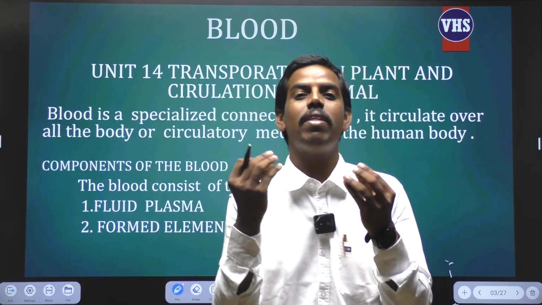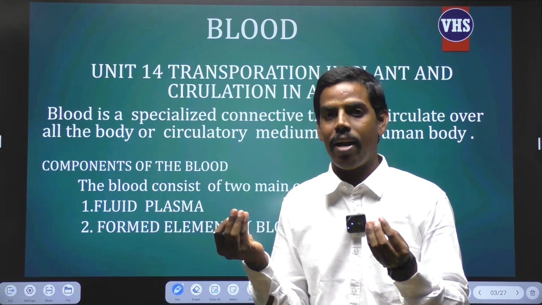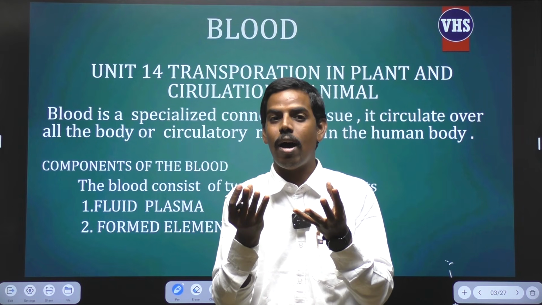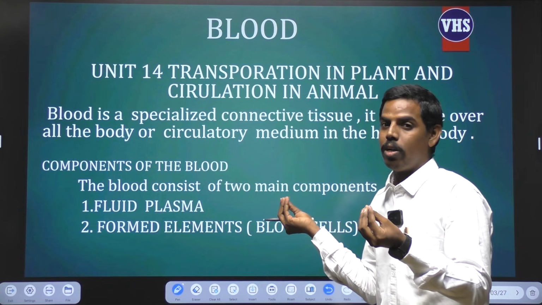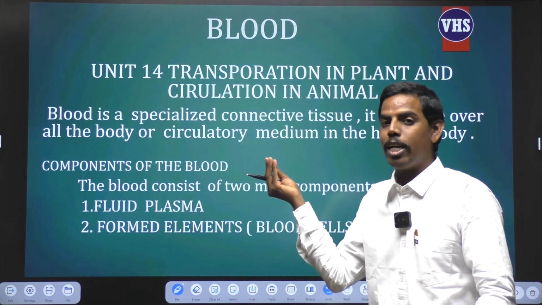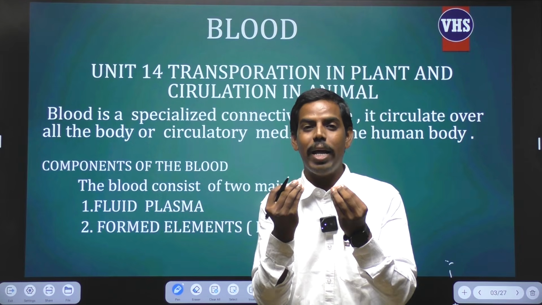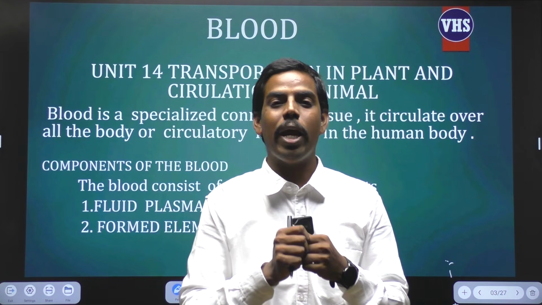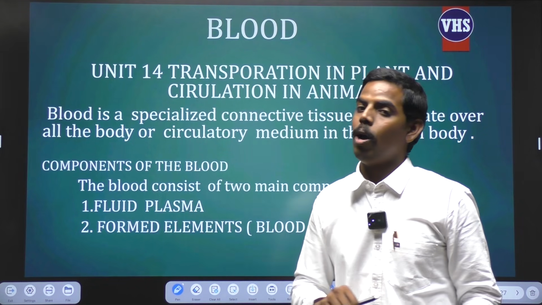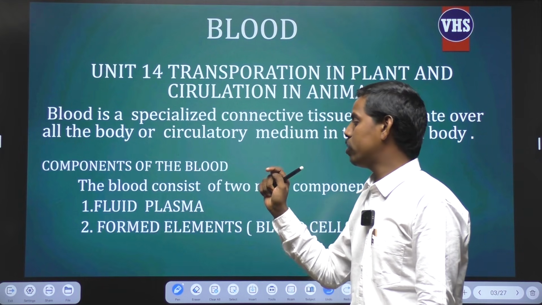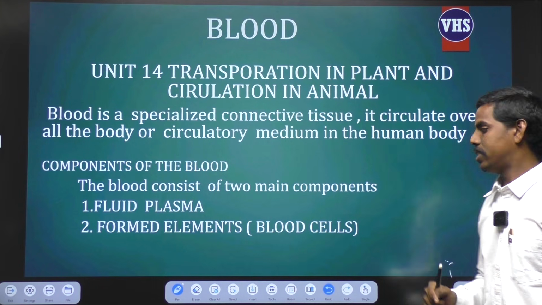Next, most of the organs and tissues are connected with the blood. That is also one of the reasons it is called a connective tissue. Next, the blood has two main components. One is the fluid plasma, another is the formed elements or blood cells.